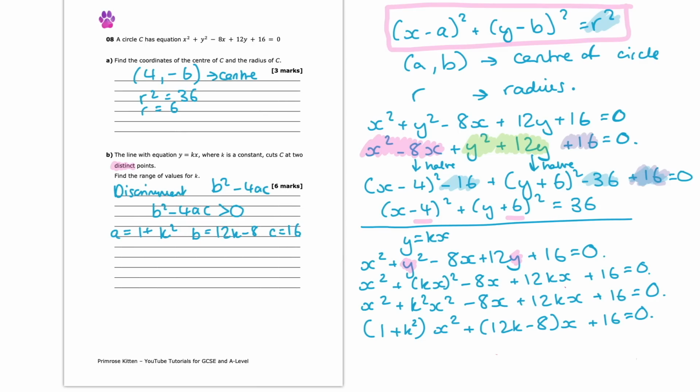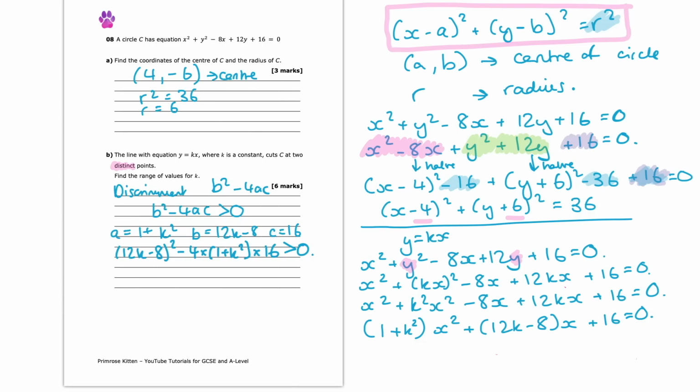So instead of b squared, we're going to do (12k minus 8) squared, and then minus 4 times a, which is 1 plus k squared, and then times 16. And we know that's bigger than 0. So we've just substituted the values into the discriminant. Now we want to multiply out all the brackets and simplify.